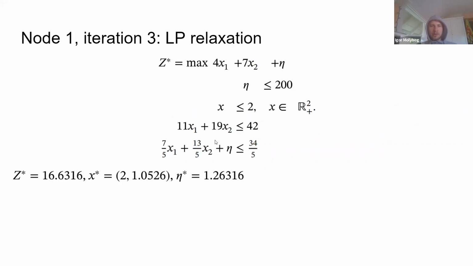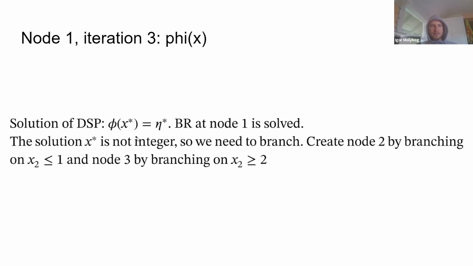Now we have a new master problem on iteration 3. We have a new master problem with two new inequalities. The corresponding solution is 2, 1.0526, and the corresponding eta is slightly over 1.25. The solution of the problem corresponding to 5x star gives us the same value of eta, the same eta star.